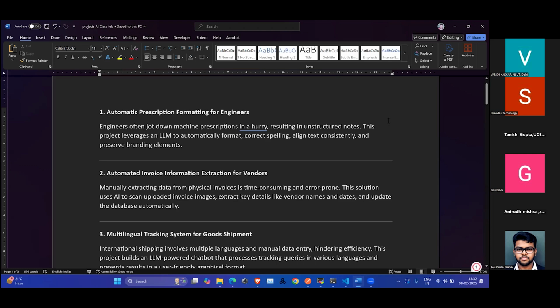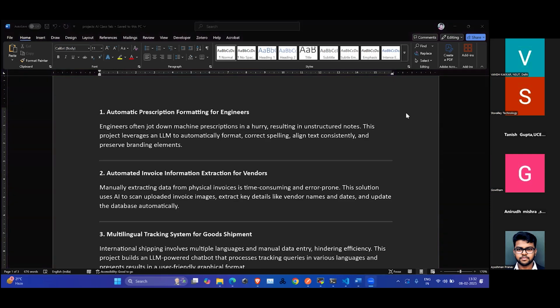If you see the first one, engineers often handle so many equipments. Whenever you buy any electrical product, you always get a catalog with it. That catalog is created by the engineer who created the machine. Engineers don't have that much time to write everything in proper format, or they are not good at grammar, so very hurriedly they write descriptions about the machines.